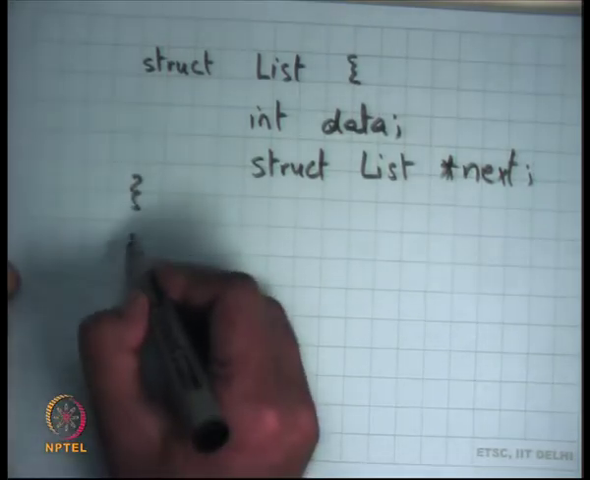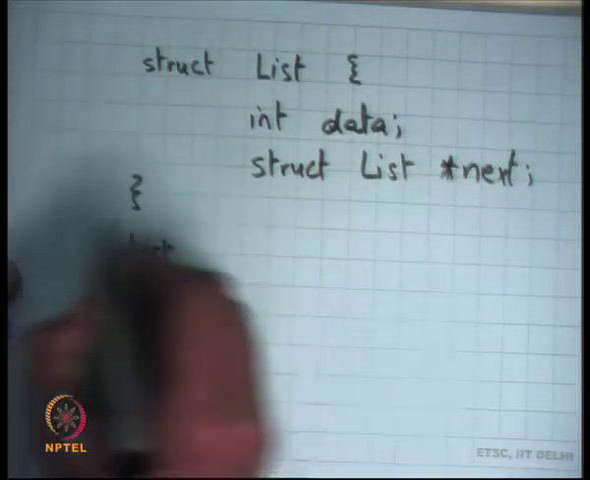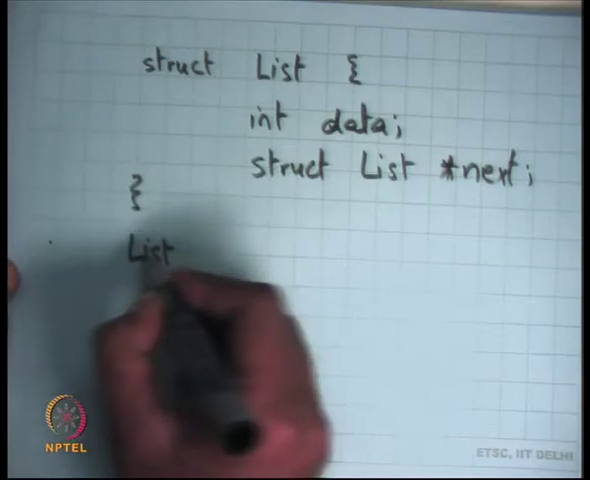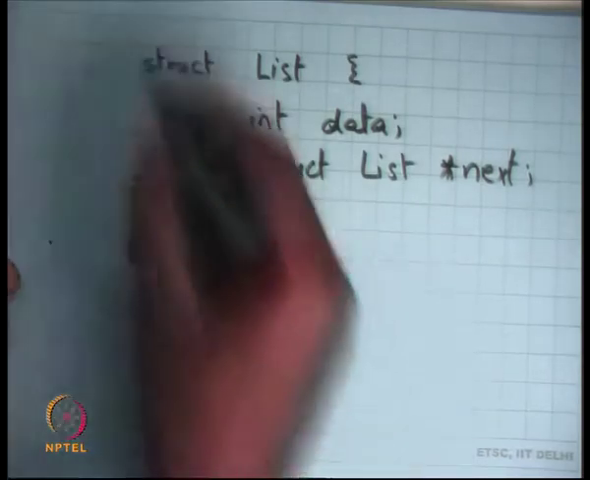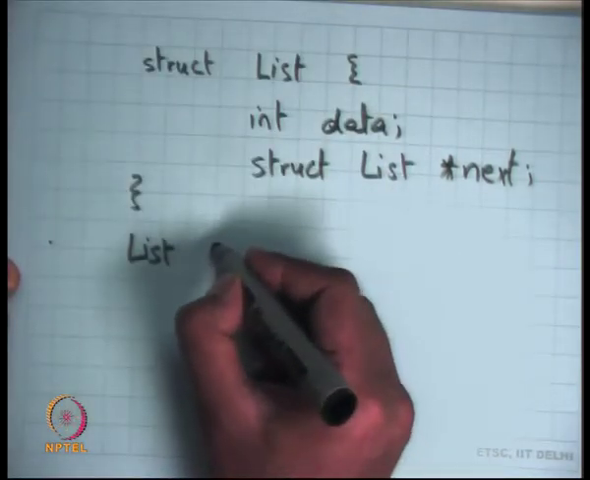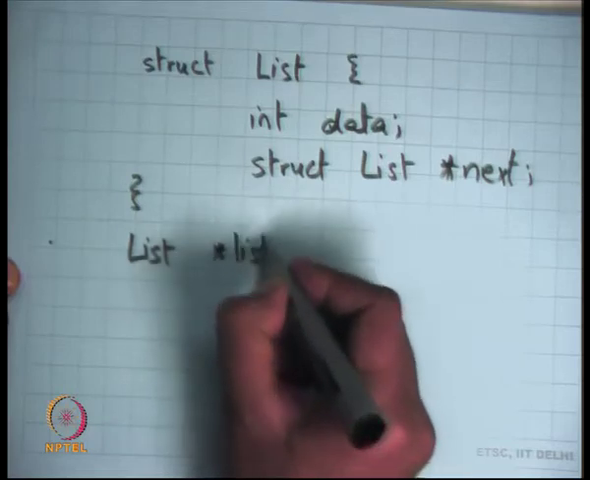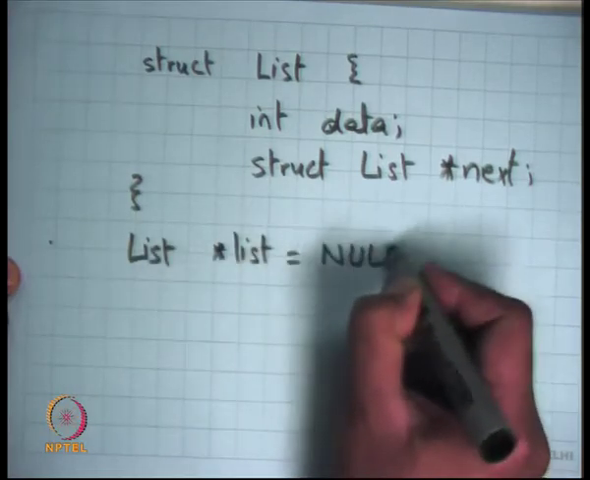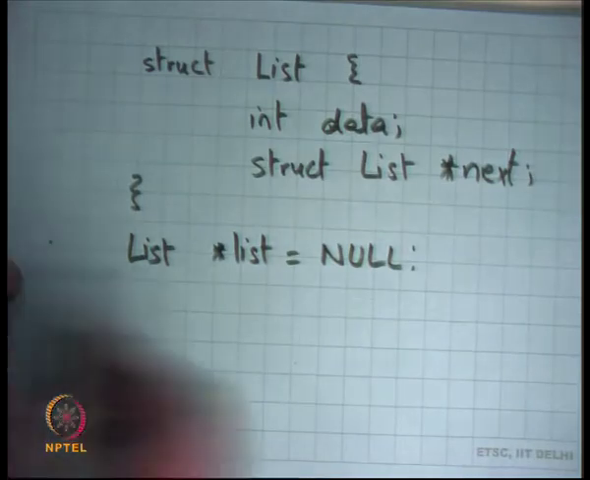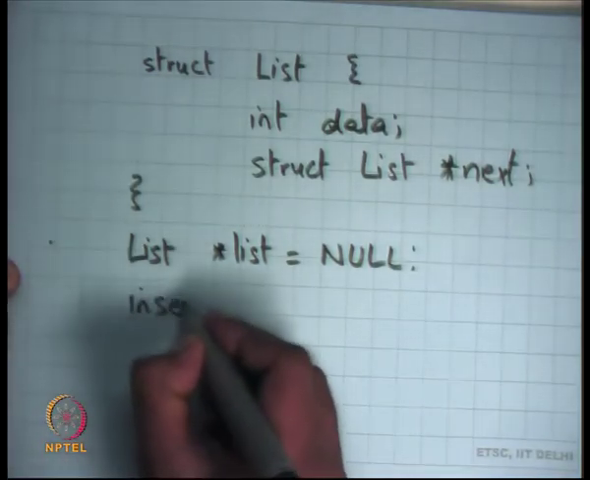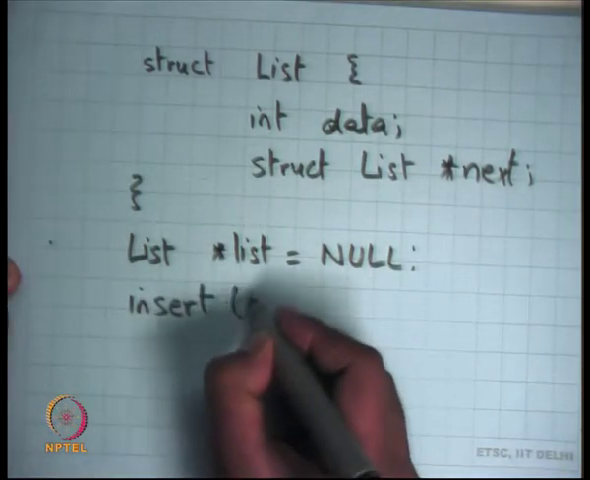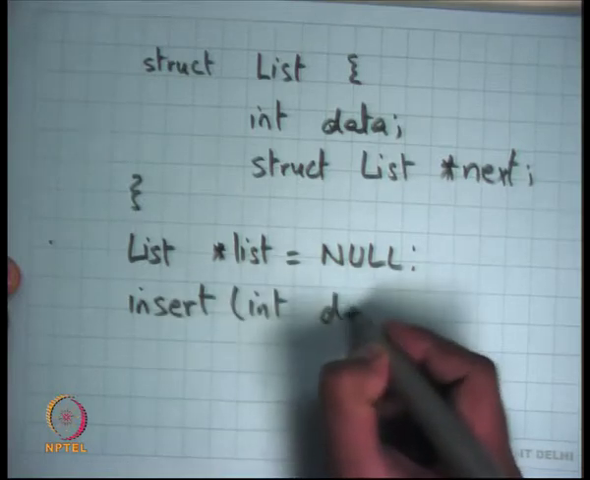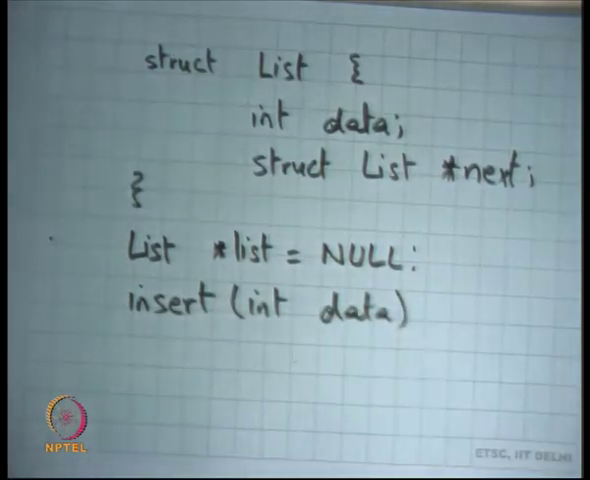And initially, I'm just going to call it list instead of stack list. Just assume there's a typedef there, and so list star list is equal to null. That's the initial configuration, and then there's a function called insert that takes a data element, an integer.